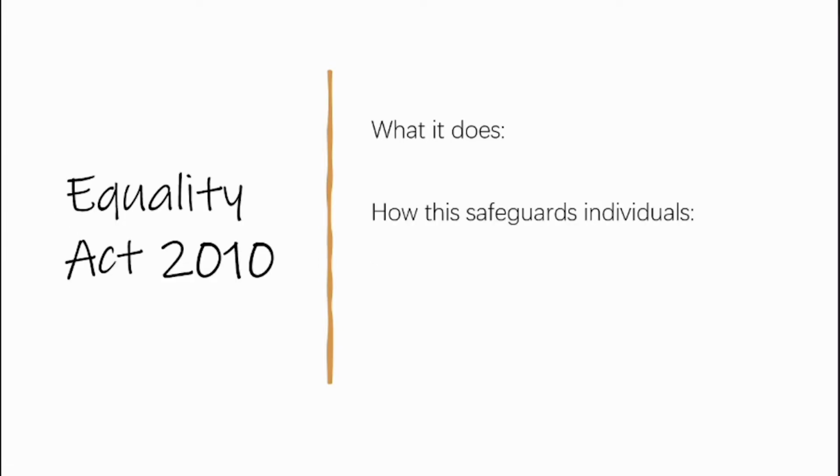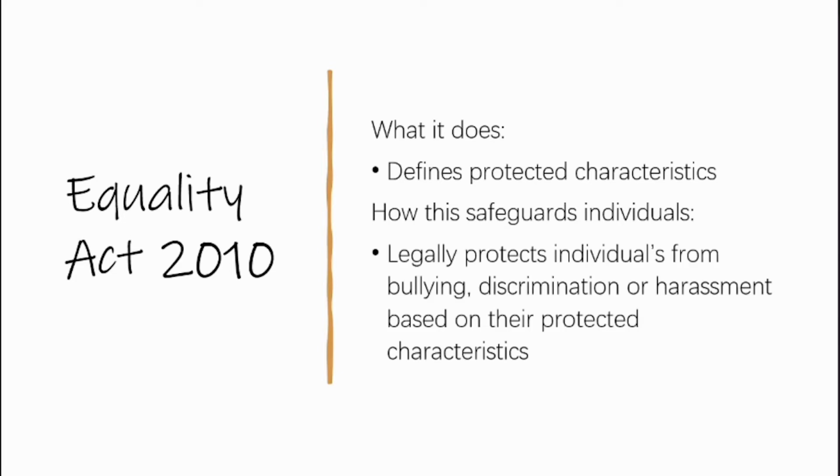Similarly, the Equality Act 2010 protects people with protected characteristics from discrimination, bullying, or harassment. These protected characteristics include things such as gender, race, disability, or age. This safeguards individuals as it prevents and criminalises victimisation or targeting individuals based on their characteristics, therefore minimising the potential risk of neglect, harm, or abuse.